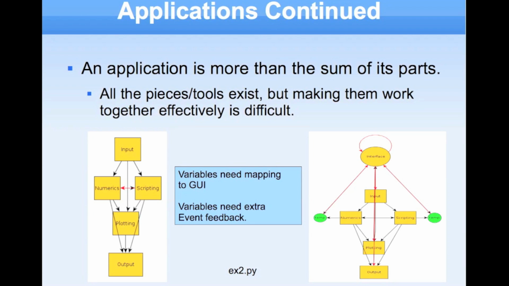I've also shown a green node to indicate that even though you have a variable internally represented in your program, having that variable mapped to the GUI representation is not always straightforward.